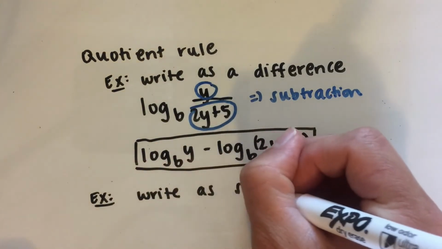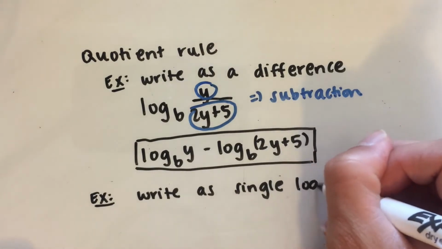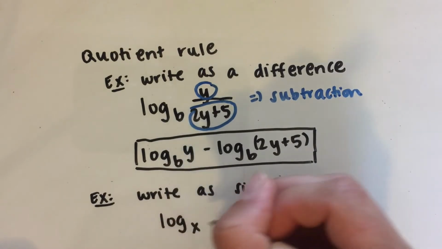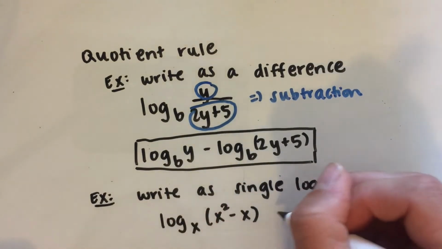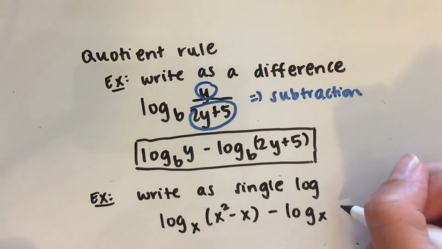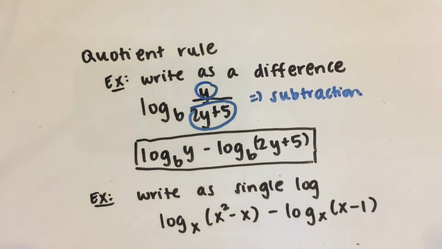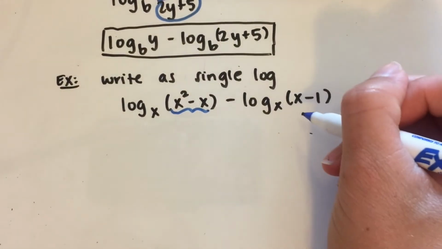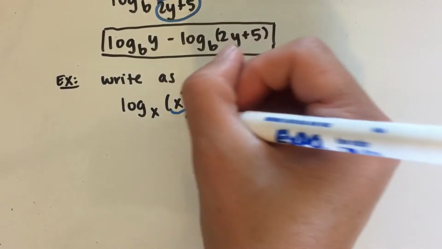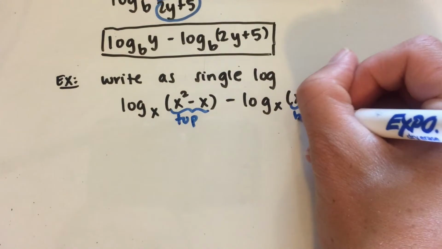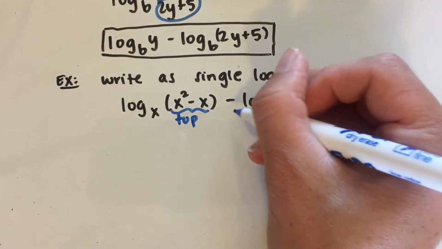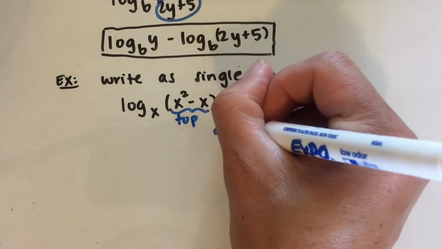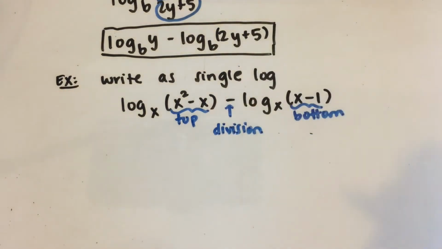And now we want to write as a single logarithm. So we have log base x of x squared minus x minus log base x of x minus 1. Here we see the base is the same, it's both x, and we have subtraction. So our top, or our numerator, is going to be x squared minus x, and our bottom, or our denominator, is going to be x minus 1. The minus sign will show us that we will be dividing.